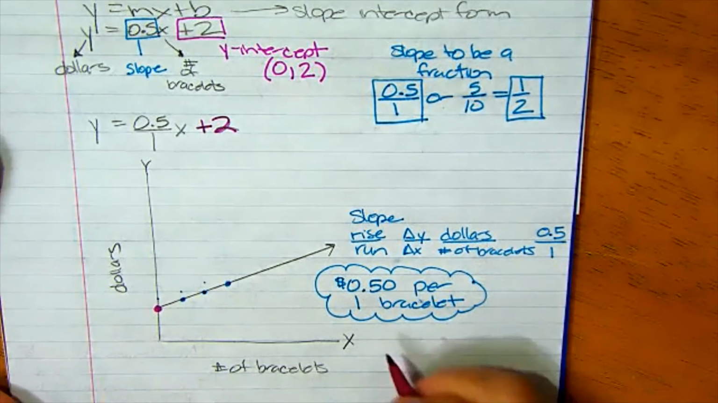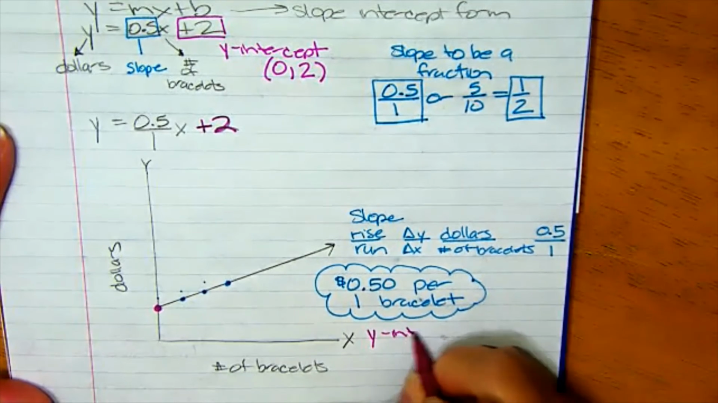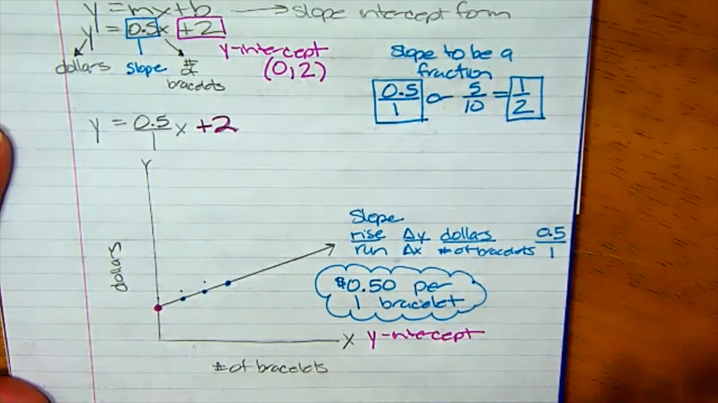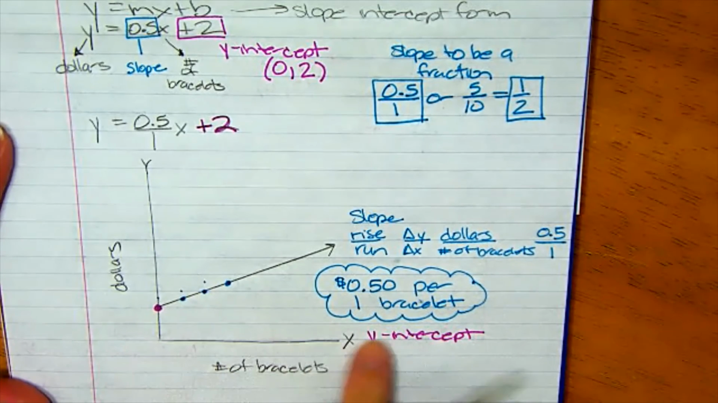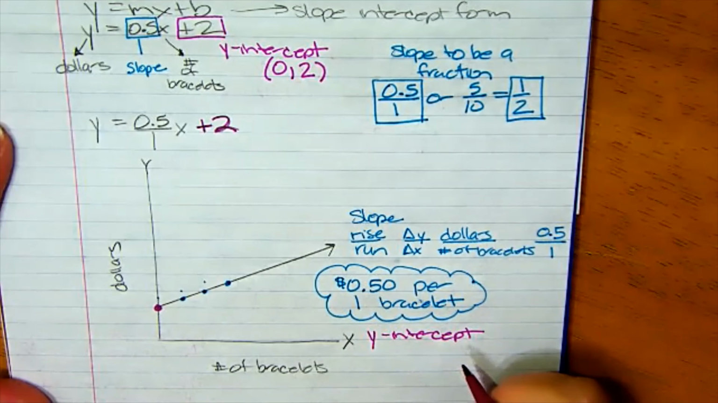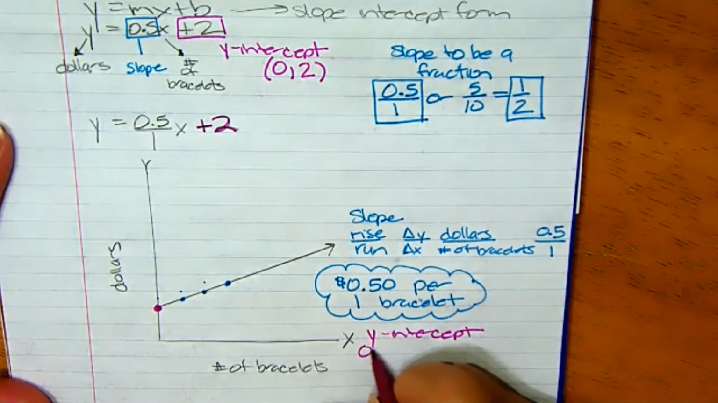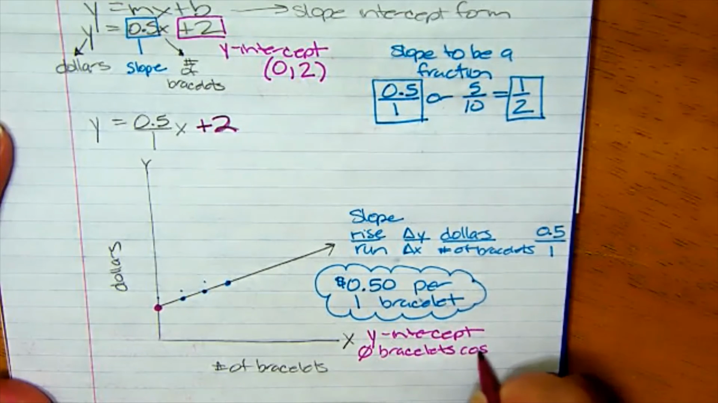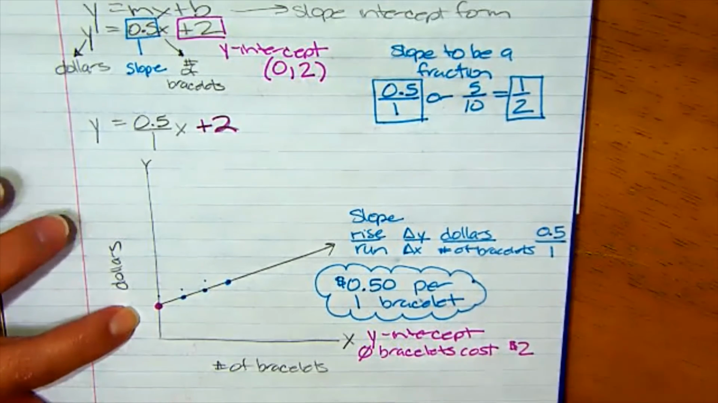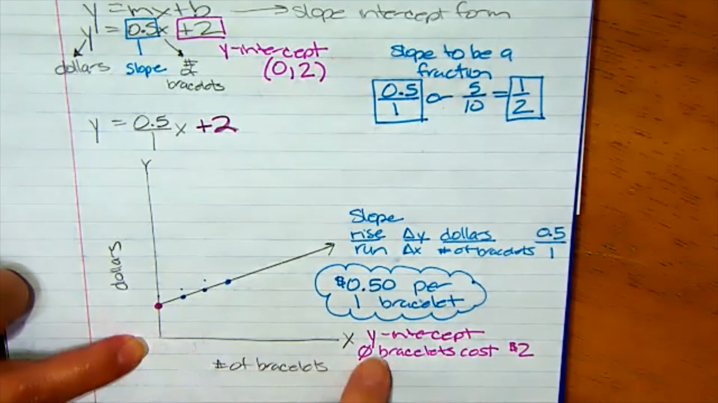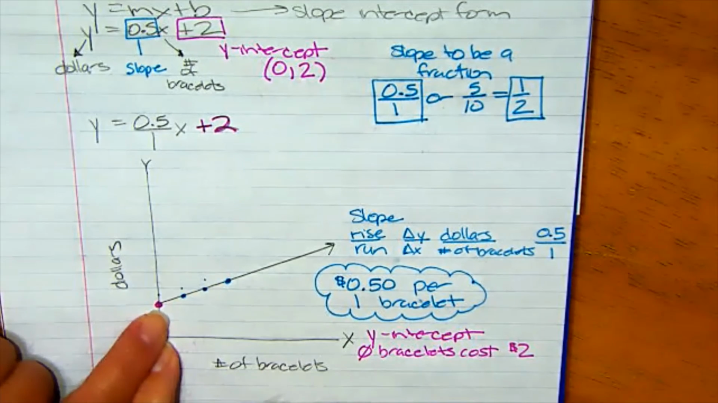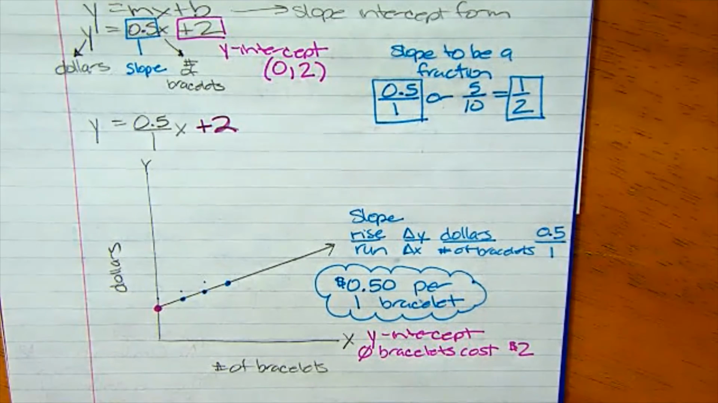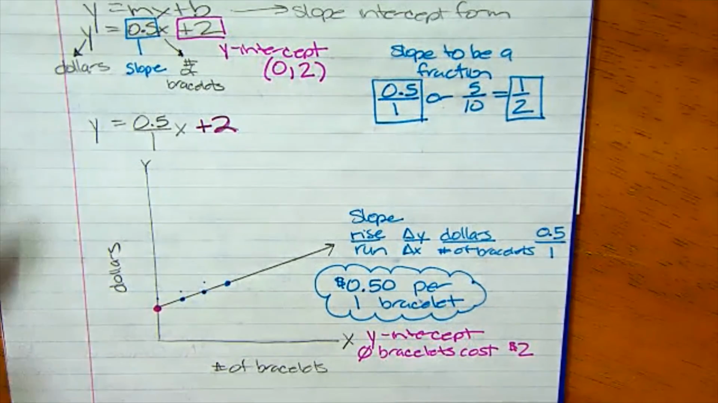Now we need to interpret the y-intercept. And the y-intercept means when X is set to 0. So 0 bracelets cost $2. So when X, number of bracelets, is set to 0, it costs $2. But what does that mean? How can 0 bracelets cost $2?